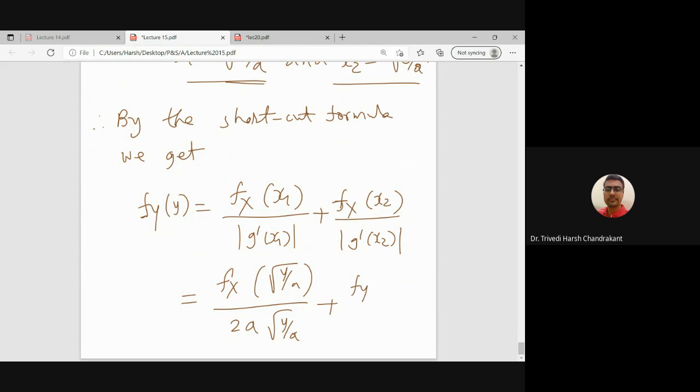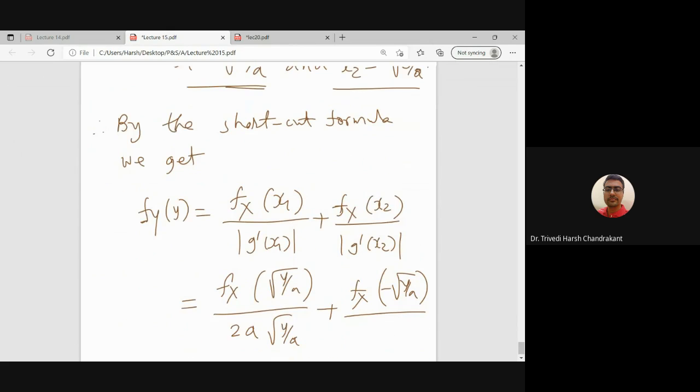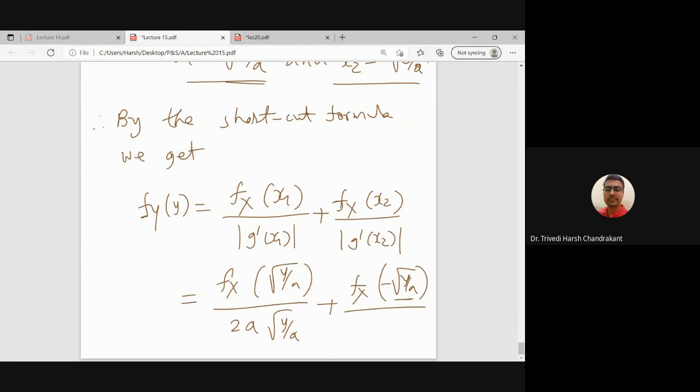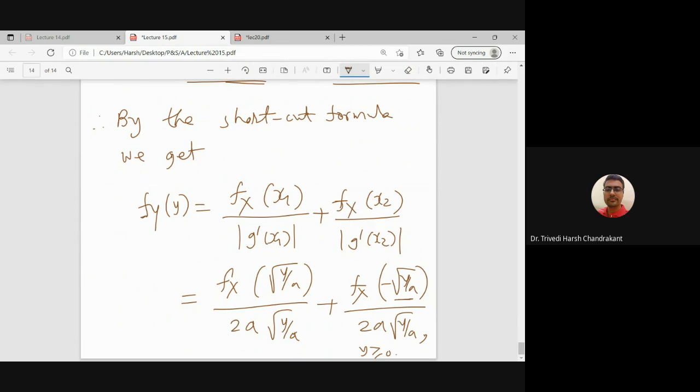Plus fx at the other root, which is minus root y by a, divided by, now the second root is negative, but its modulus we need to take positive, so again it is 2a root y by a. So this is the case for y non-negative.